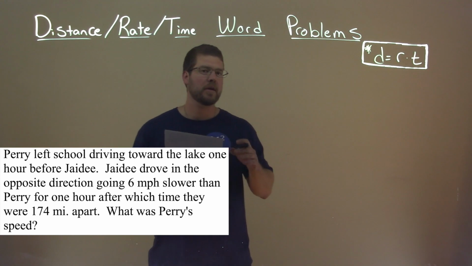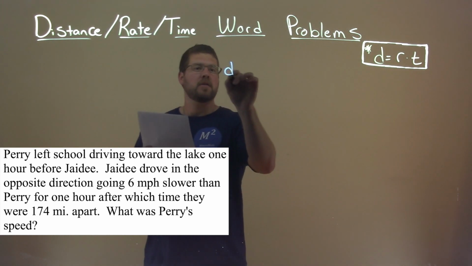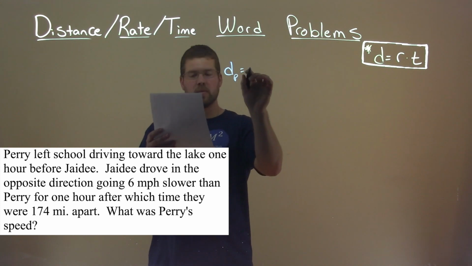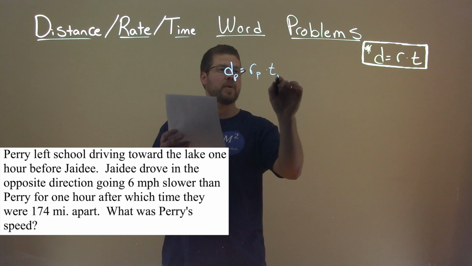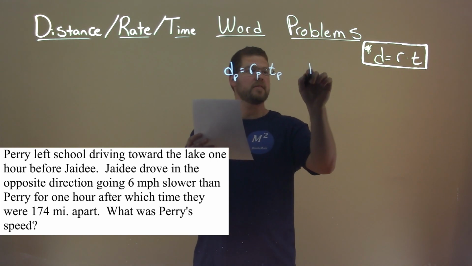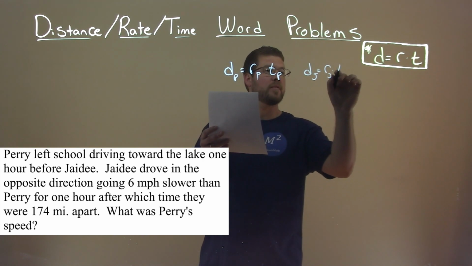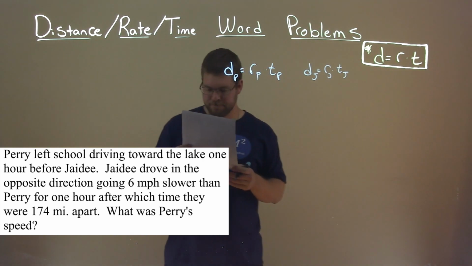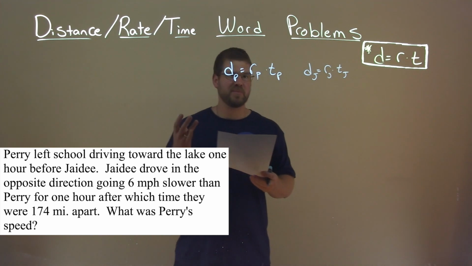So we're going to break this down into two distance, rate, time equations. Distance of Perry is equal to the rate of Perry times the time of Perry. The distance of JD is equal to the rate of JD times the time of JD. So we're now going to put in what we know and what we need to find.